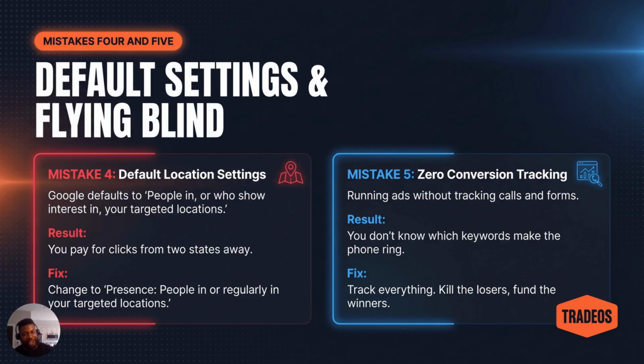So you don't know which keywords are making the phone ring. And as such, you wind up continuously spending money on keywords that aren't really moving the needle, rather than increasing the spend on the keywords that do move the needle. So the fix is, of course, building out systems that track everything, kill the losers, and fund the winners.